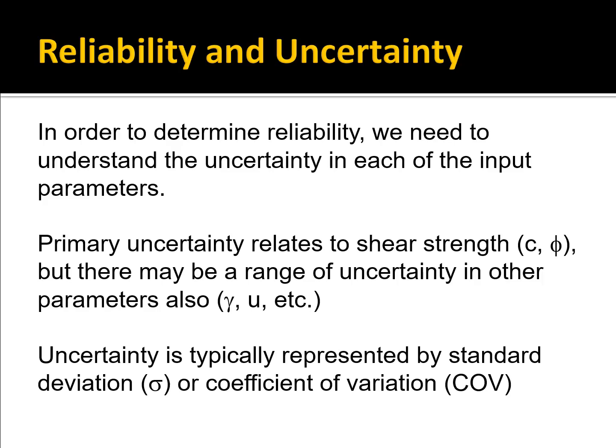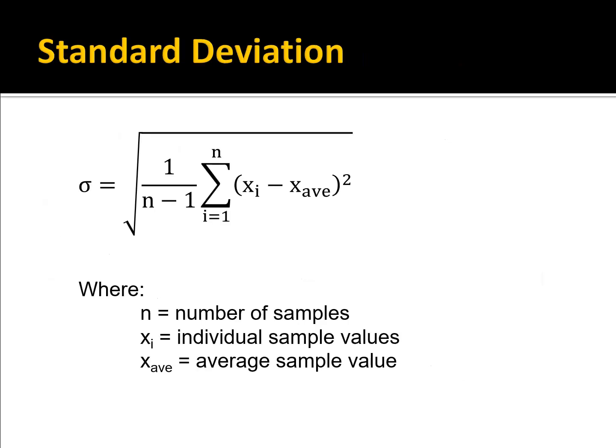Unit weight is pretty straightforward and easy to measure. There's some uncertainty in the pore pressure. You've seen that our analyses are dependent on hydraulic conductivity, which can be a little tricky to measure. But there's a lot more spread, scatter, or deviation in the strength parameters, both drained and undrained. That uncertainty is typically represented using some statistical measures, principally the standard deviation or the coefficient of variation.